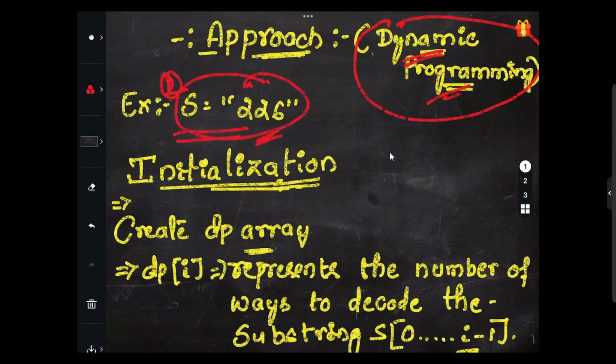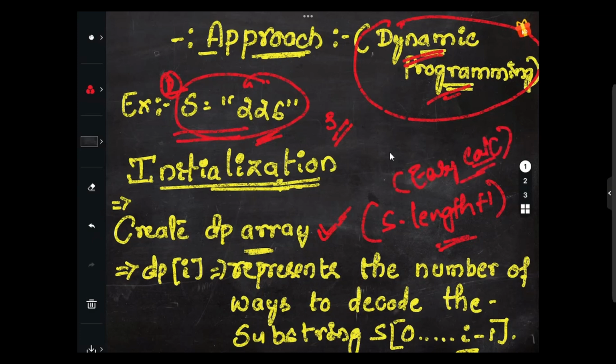So first we will go with the initialization, right? We have to get the output 3 in this case. First let's go with the initialization. We will create the DP array of length string length plus 1. Why is it length plus 1? We could just consider s.length here, but this is just for easy computation or calculation. We'll be going with s.length plus 1, so we'll be creating the DP array of length plus 1.